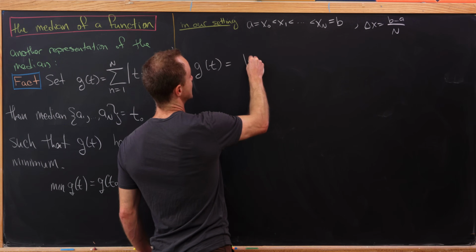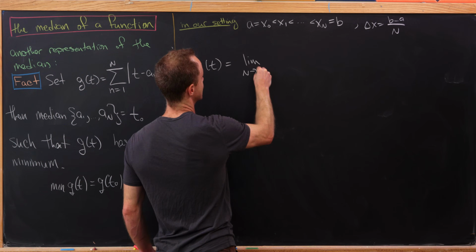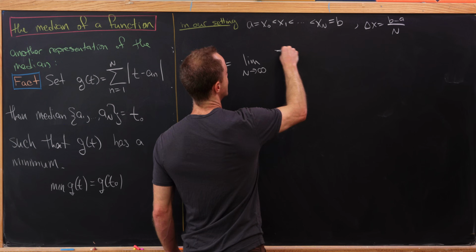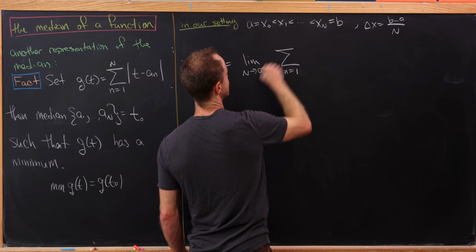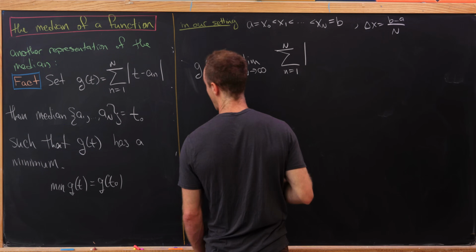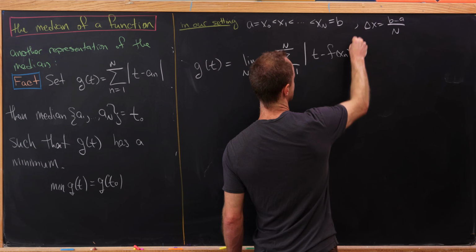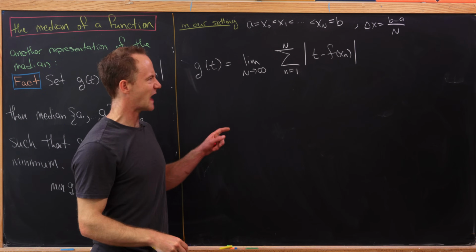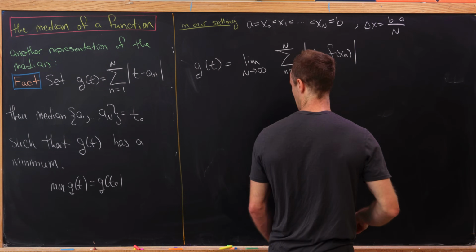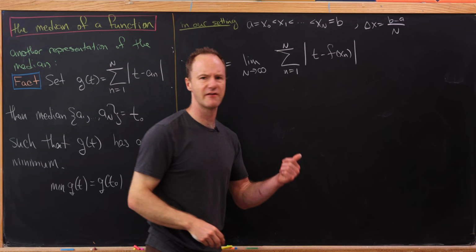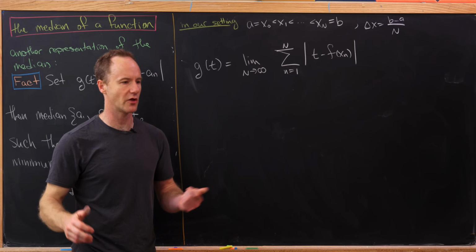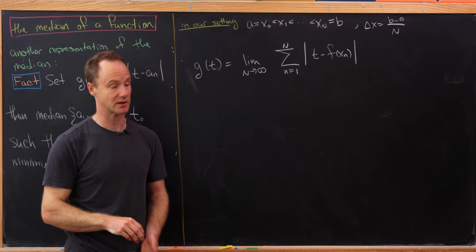So g of t could be equal to the limit as n goes to infinity of the sum as lowercase n goes from 1 to capital N of the absolute value of t minus f of x sub n. So that would be like expressing the median of f of x sub 1, f of x sub 2, all the way up to f of x sub capital N.